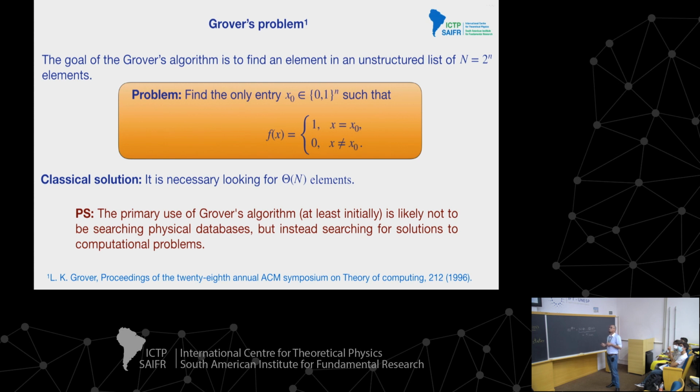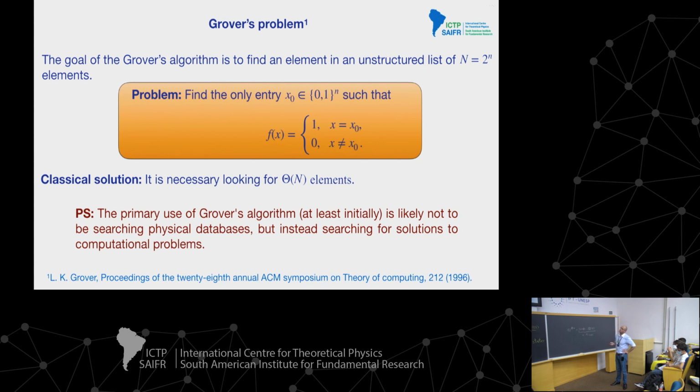Okay, so it's possible to state this problem of finding a given phone number in a list, in a telephone book, in a different way. Suppose that you have a Hilbert space of dimension n, and you want to find just one element of the basis of this Hilbert space, right? This is an equivalent problem.